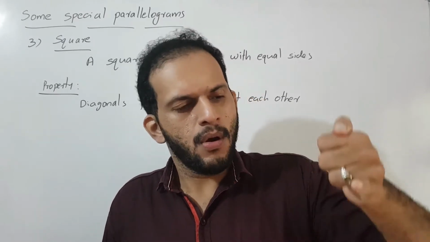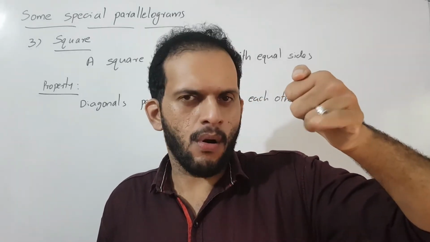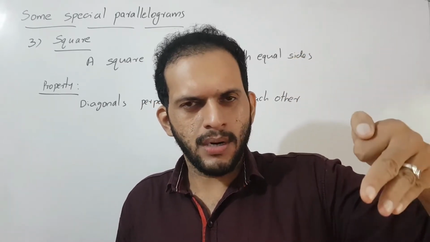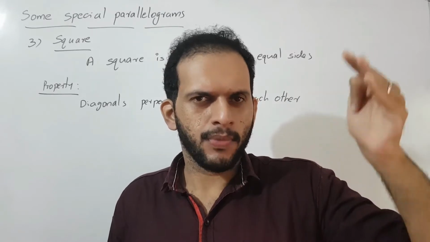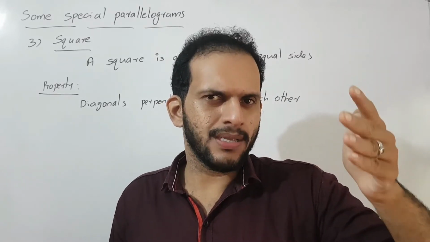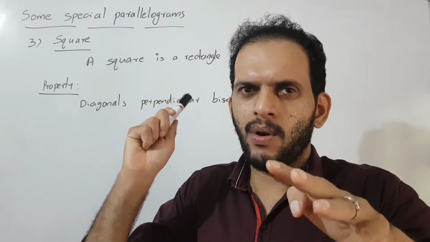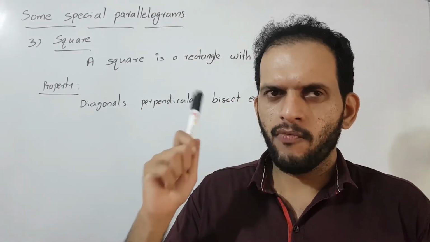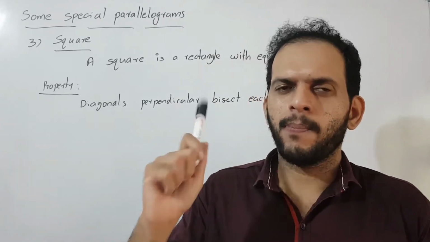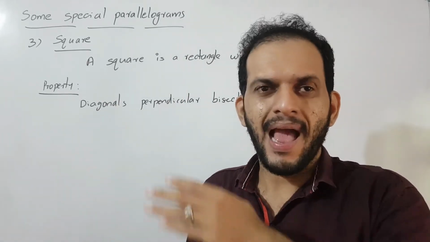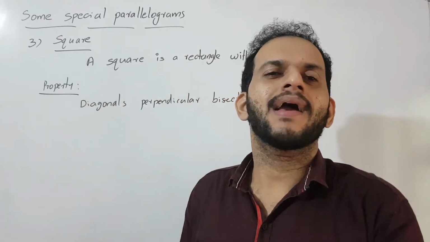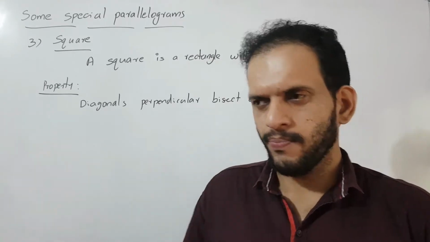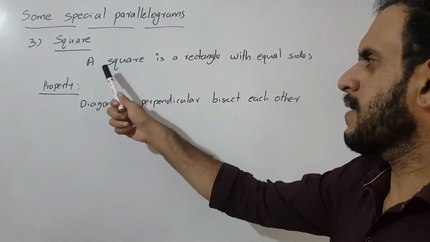What are the properties? Opposite sides are equal. All angles are equal. That means opposite angles are equal. Correct? So third one, adjacent angles are supplementary. Fourth one, a small change. What is that? Diagonals perpendicular bisect each other. Now you got the idea what I mean by perpendicular bisect. We explained it in the case of rhombus. Correct? And the fifth one, the length of diagonals are equal. Clear? So listen.